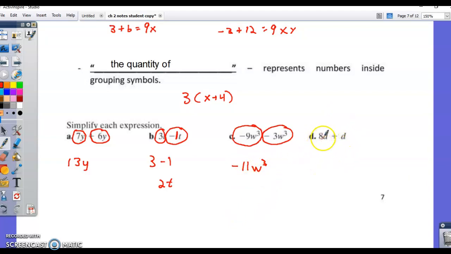Over here, we have an 8d plus a 1d. Think of that as a 1. It's not going to be listed in anything you see. It will always just be assumed. 8 plus 1 is 9, and then we include the d right there.